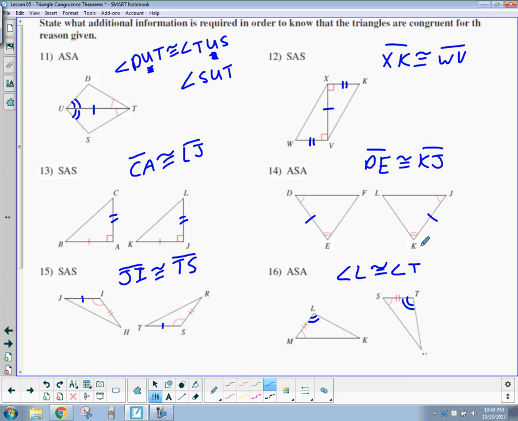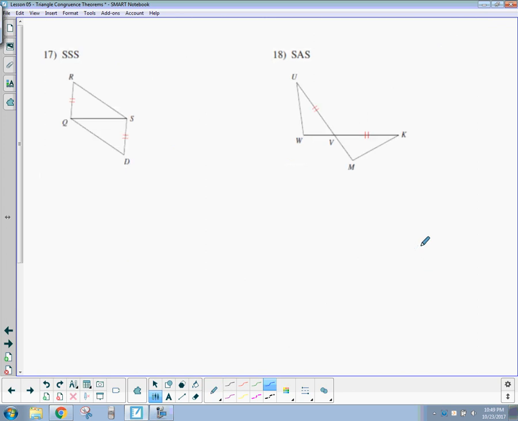Almost done. Reflexive property, don't need to state. We do need to state this side and this side. So we're going to say RS is congruent to QD. And I forgot to tell you all to hit pause. My fault. Hit pause and try 18.